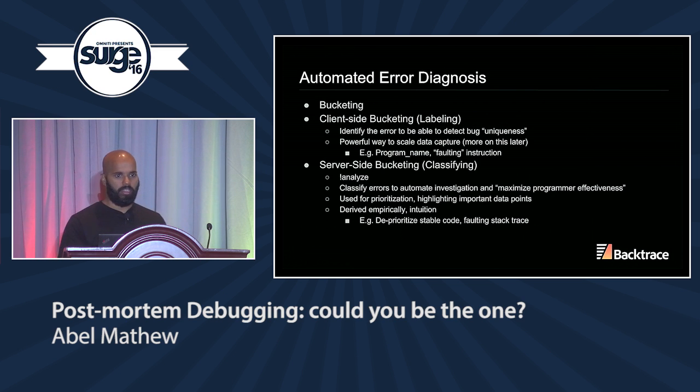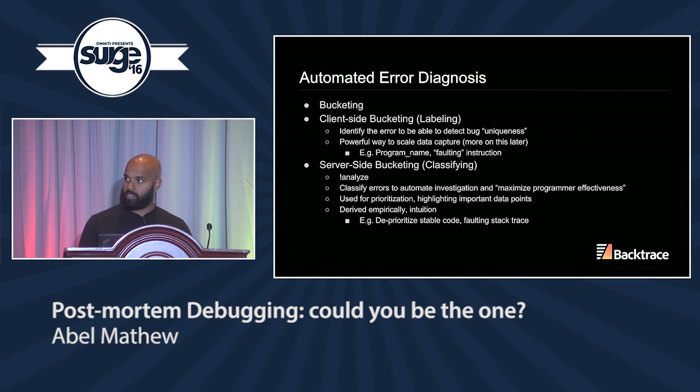Like I was talking about before, regarding the automated error diagnosis system, labeling was trying to identify uniqueness, and it was a powerful way to scale data capture, which I'll talk about in a second. Server-side bucketing: these offline job servers were doing classification. They called this system Bang Analyze, and it was to classify errors to maximize programmer efficiency. They use this system for classification to be able to say, show me the last time I've seen some sort of memory corruption within this part of the system. Show me the last time that I've been able to show this type of bug. And so be able to do these higher level statistics and intuition on the system.